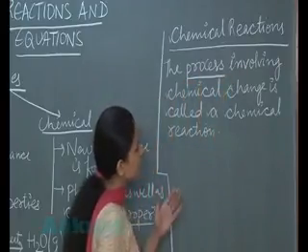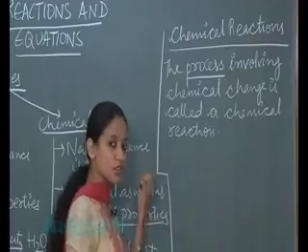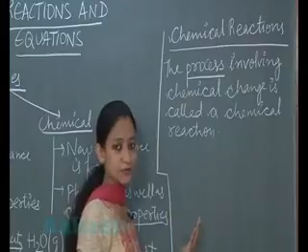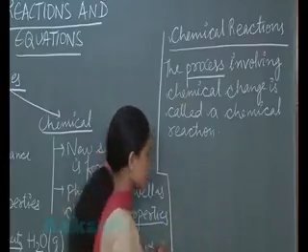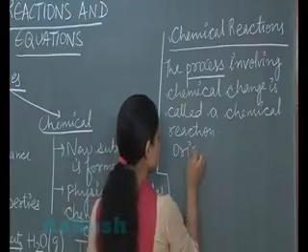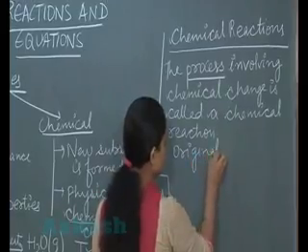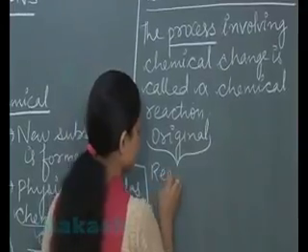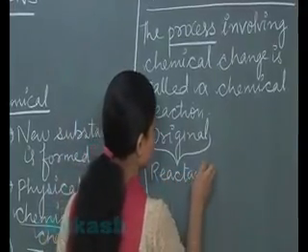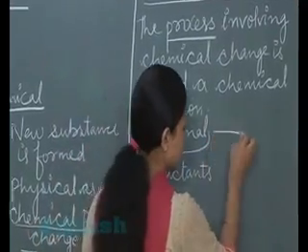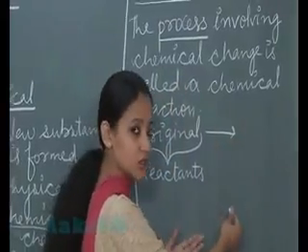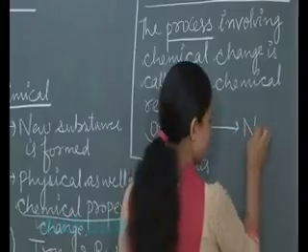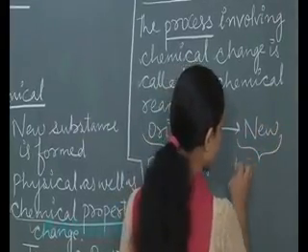Now students, in chemical reactions, the original substances we take are known as reactants and the new substances formed are known as products. So original substances during a chemical change or during a chemical reaction are known as reactants. And upon the reaction, these original substances get converted into new substances, and new substances are known as products.